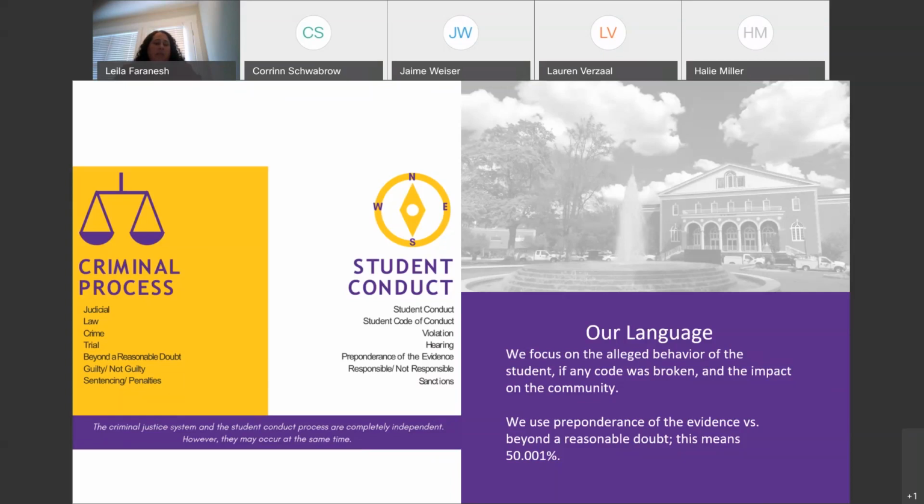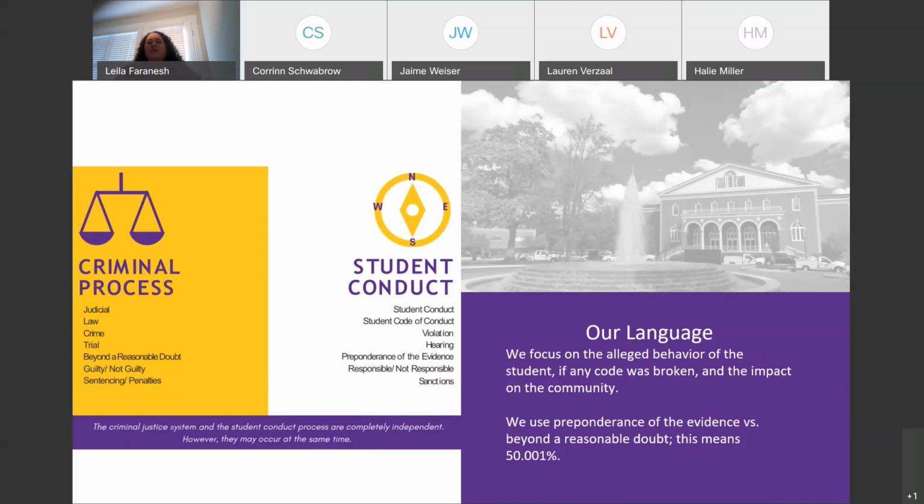that the violation happened or that there was a violation of the student code of conduct. We don't use words like guilty or not guilty. We use responsible or not responsible. And then we use sanctions instead of sentencing. So we are not the criminal process. A student could go through both processes.